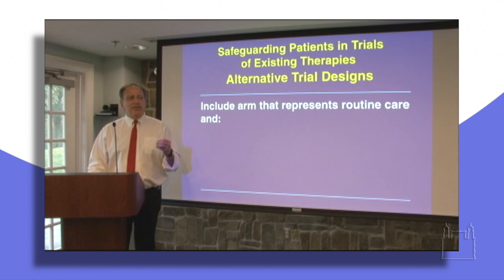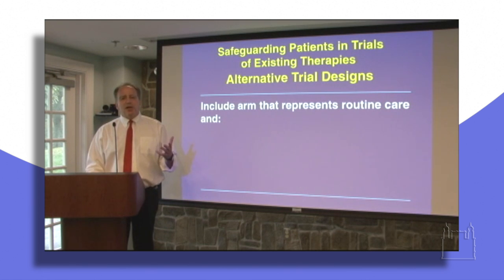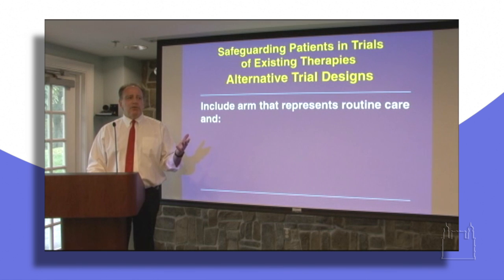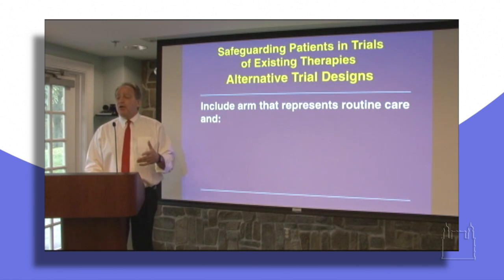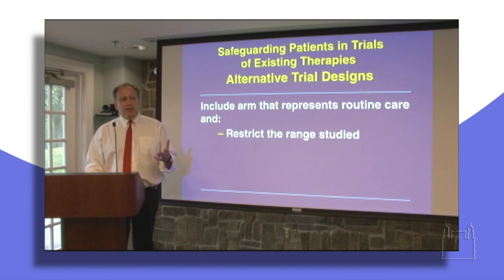So I think there are trial designs at present that can prevent this problem when we're studying usual care, these unique trials, particularly usual care in critical illness. We can include an arm that represents routine care. That makes things simple. Then you don't have to absolutely 100% document that both arms are either usual care or how they change usual care.